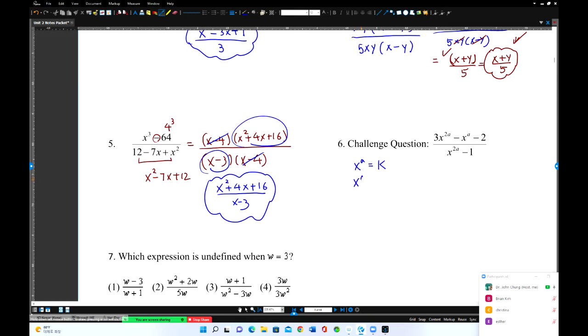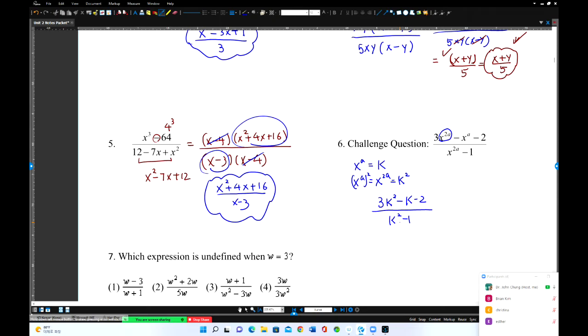This times x to the a squared, that equals how much? X to the what? Multiplication 2a, right? This is not a squared, okay? Don't be confused. This one is a power, a multiplication, it looks like 2a. It's okay. So actually this is k squared, right? Same thing. So this is 3 times k squared minus x to the k minus 2, over the denominator, what is it? K squared minus 1.